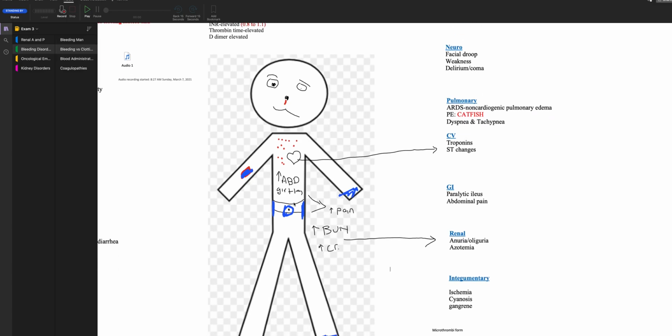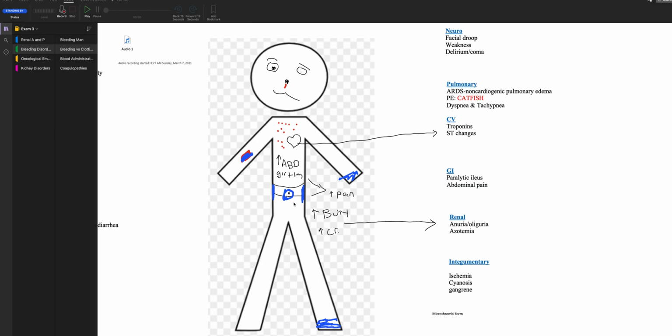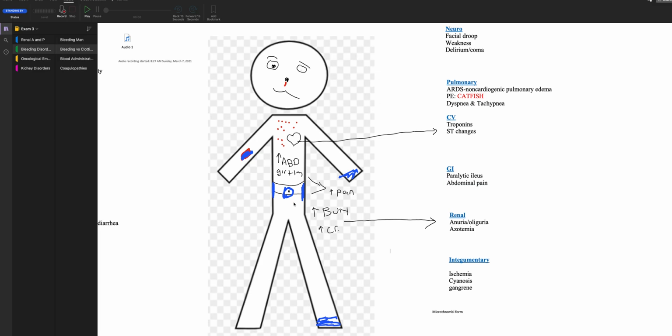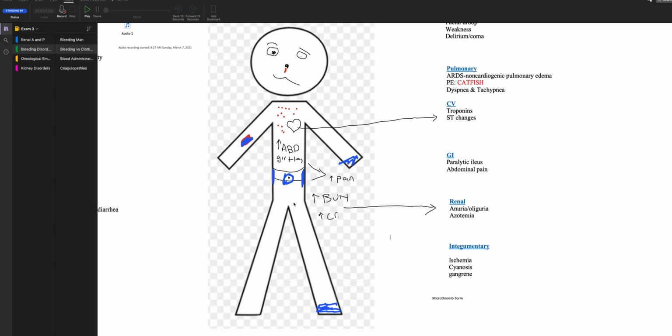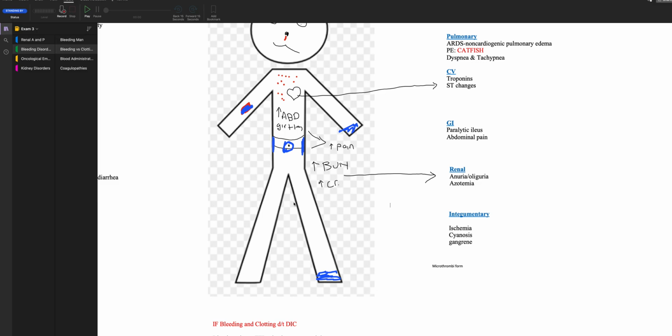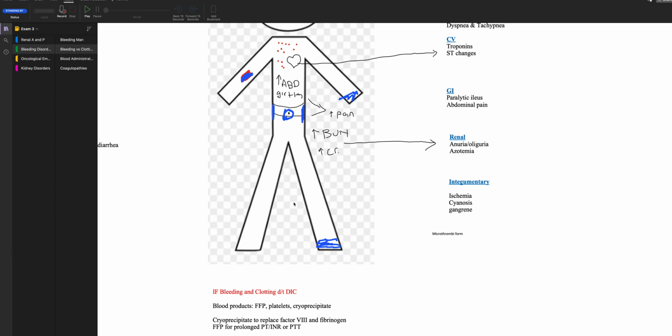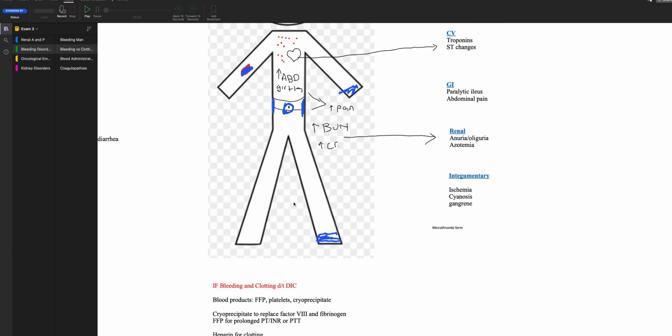Renal, they may have anuria or oliguria because a clot can get into the kidney's vasculature and stop the urine production. Okay, and azotemia. So in other words, they're going to have an acute kidney injury. They'll have ischemia, cyanosis, and gangrene. So remember all those things that comprise clotting. And we talked about bleeding, okay?